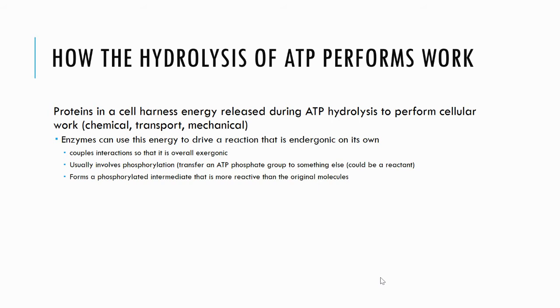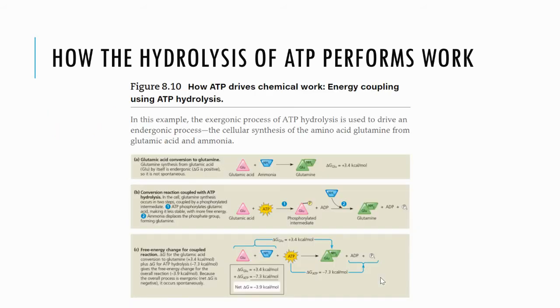It will usually involve phosphorylation, which is the transfer of an ATP phosphate group to something else, which could be a reactant, which forms a phosphorylated intermediate that is more reactive than the original molecule. So essentially what's happening there is one of those phosphates from ATP will break off and attach to something else, and whatever the phosphate has attached to has therefore been phosphorylated, and that phosphorylated intermediate is more reactive than the original molecule, so that will help that reaction to continue because we have something in a more unstable state. So here is a picture example of that.